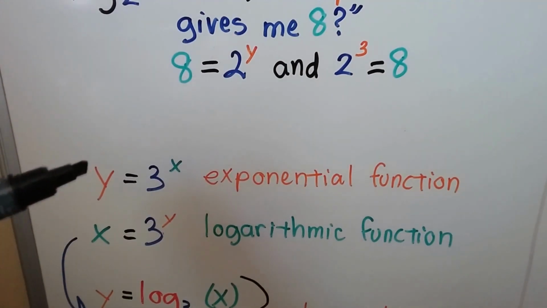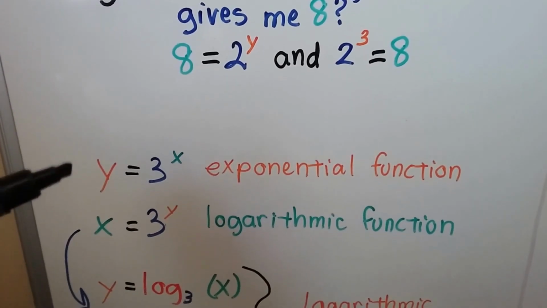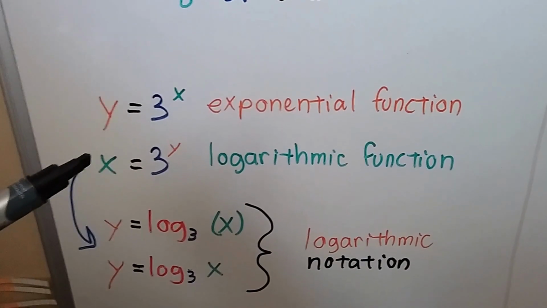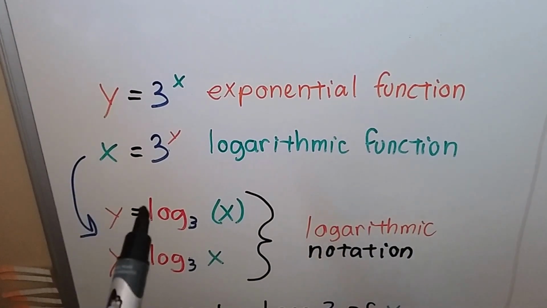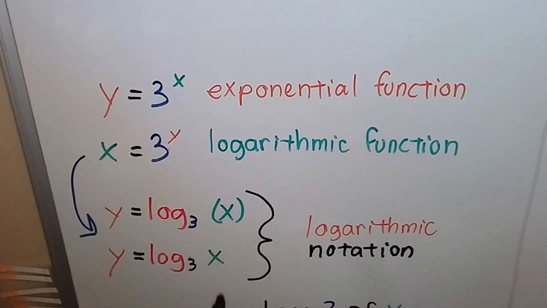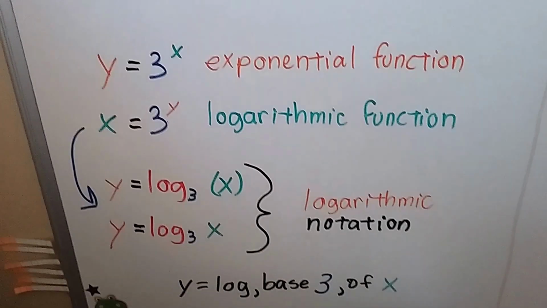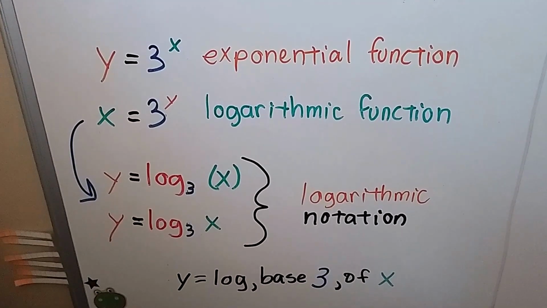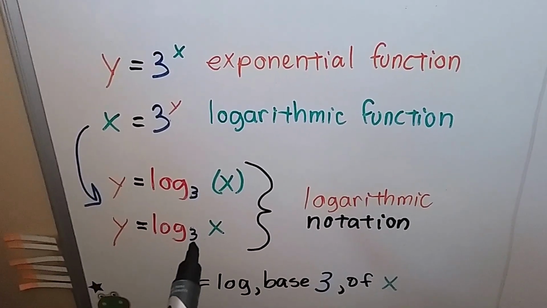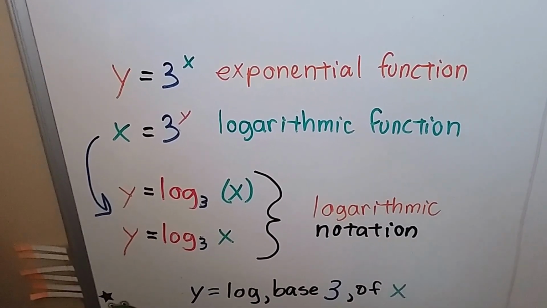This is the exponential function. This is the log function. We can write the log function in log notation like this: y equals log base 3 of x. We can put the parentheses or not. That's how we read it: log base 3 of x. That's the base, the 3, and the argument is the x.